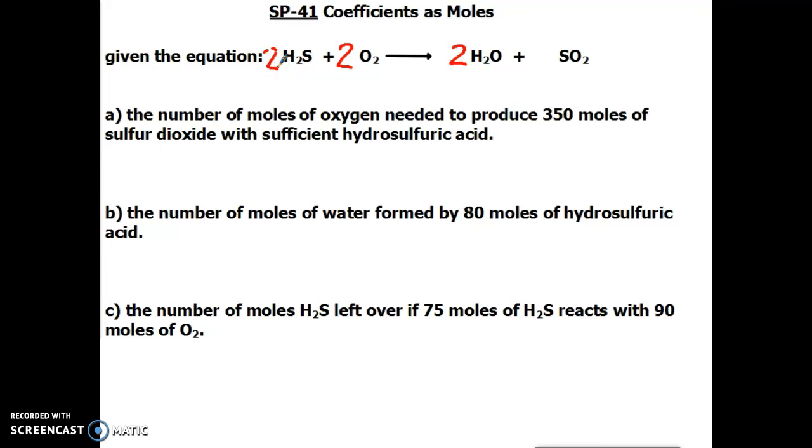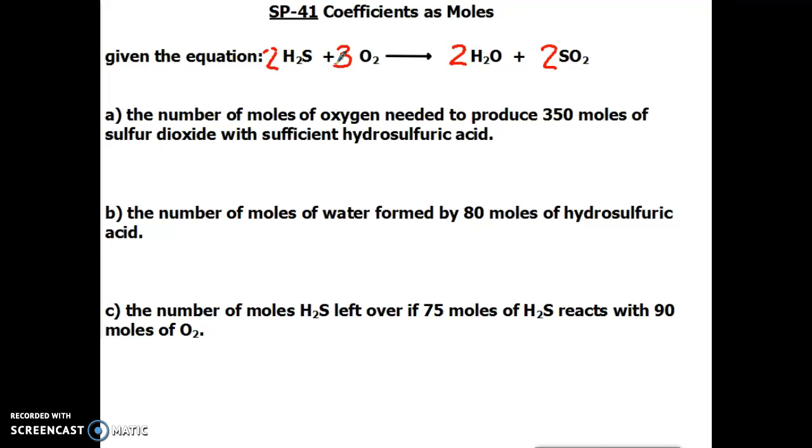That changes my sulfur to 2. So I need a 2 on this side. That changes my oxygens now to 6. So I have to erase this oxygen right here and put a 3. So my equation, I believe, is now balanced. We have 4 hydrogens, 2 sulfur, 2 sulfur, 6 oxygens, and 6 oxygens.